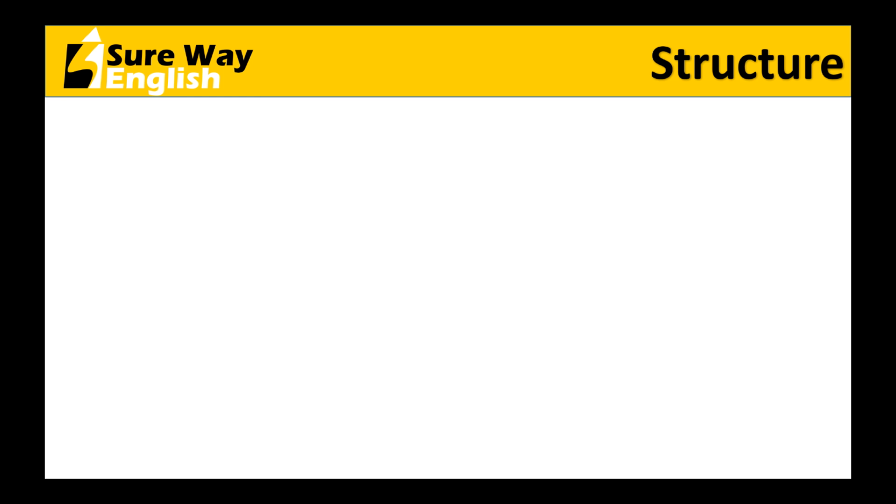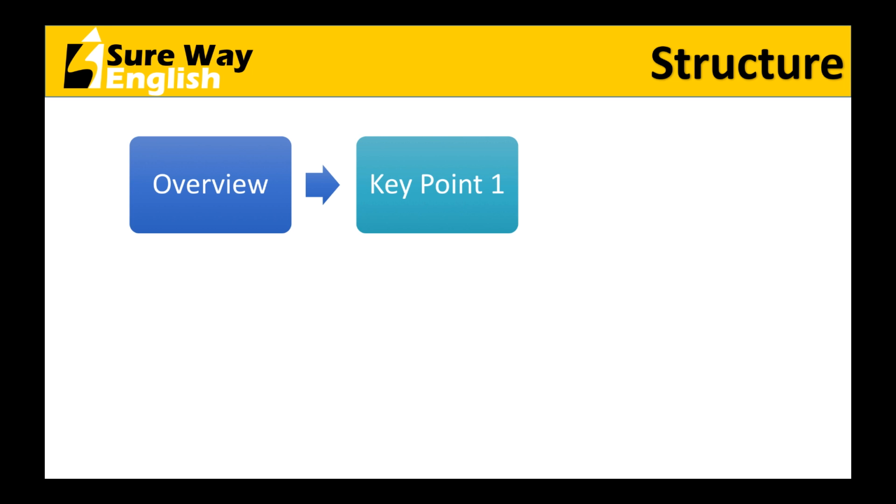The structure of your response: begin with an overview which tells what that image is about, what the main theme is, what information is contained in it. Then identify key point one, which is something that should stand out. So the most important information in that picture, in that image, take that as your key point one.